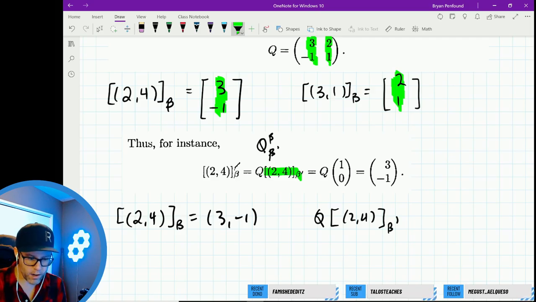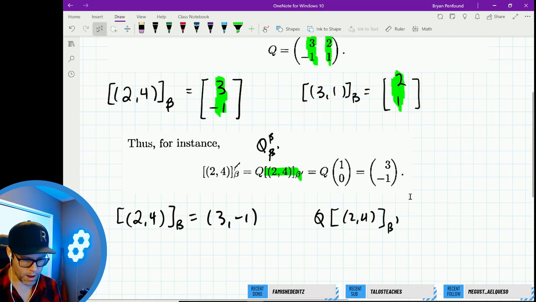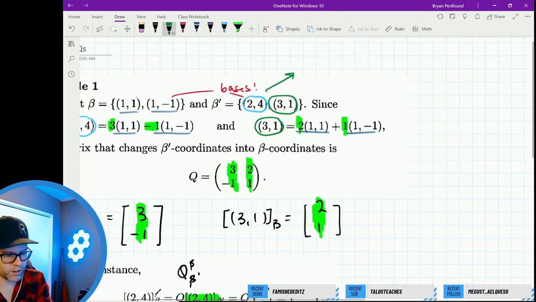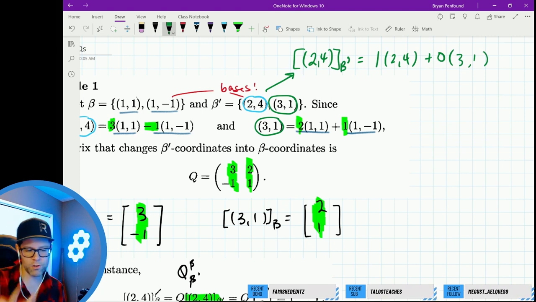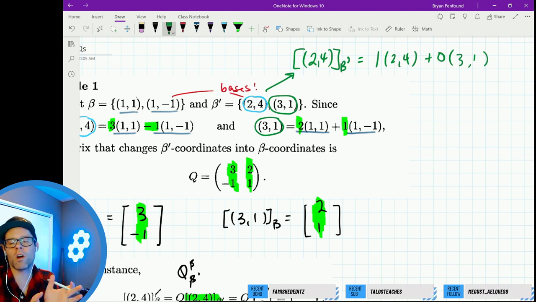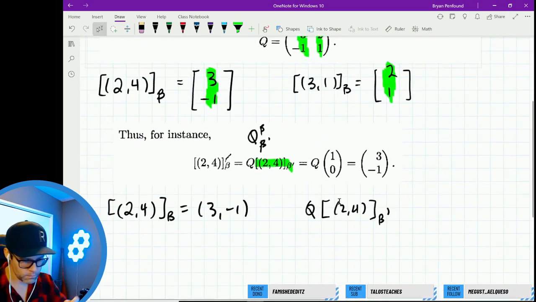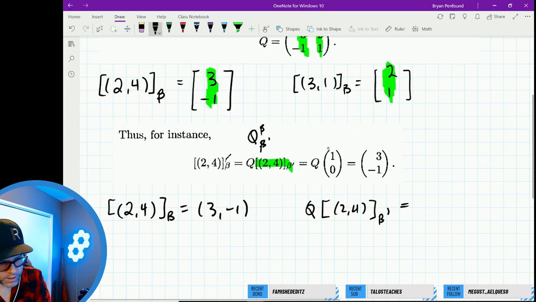What are its coordinates with respect to beta prime? Well, we just have to come back up here and convince ourselves that we really know what that is. So (2, 4) with respect to beta prime would be 1 copy of (2, 4) and 0 copies of (3, 1), because (2, 4) is one of the axes in this particular coordinate system. So (2, 4) with respect to its own basis should just be (1, 0). So that's where they're getting this right here.